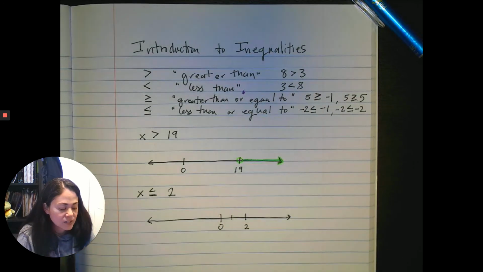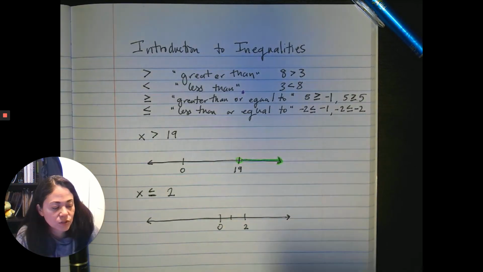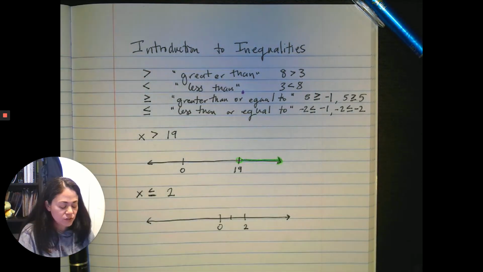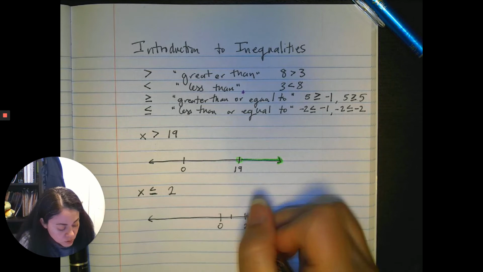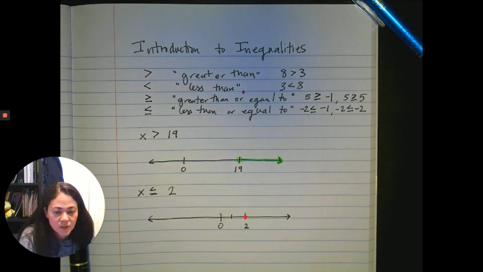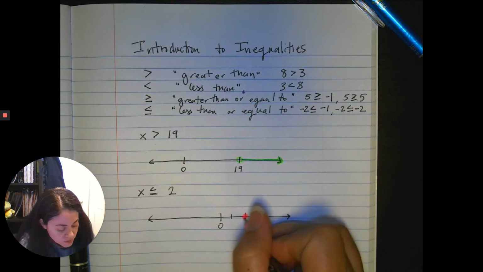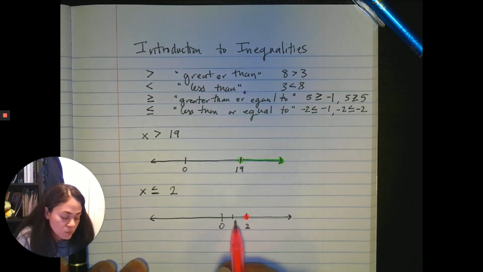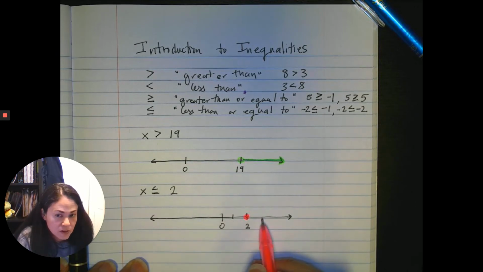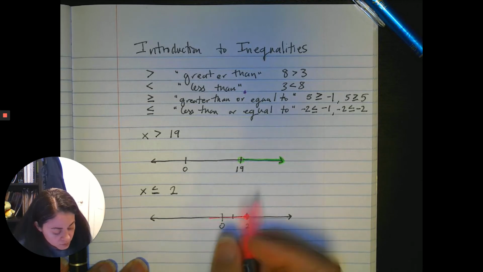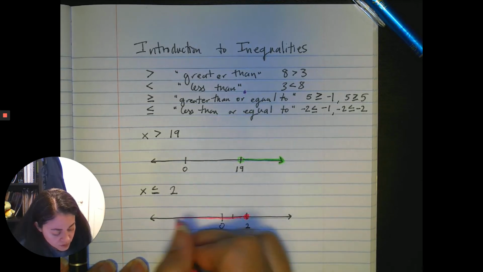And in this case, X can be equal to 2. So we're going to put a closed dot. We're going to color in that dot this time. And after we color in that dot, then we're going to go less than. So we realize that 1 would work, 3 would be greater than 2, but 1 would be less than. So I know I'm going to go in this direction. And I'm just going to draw on top of my number line.